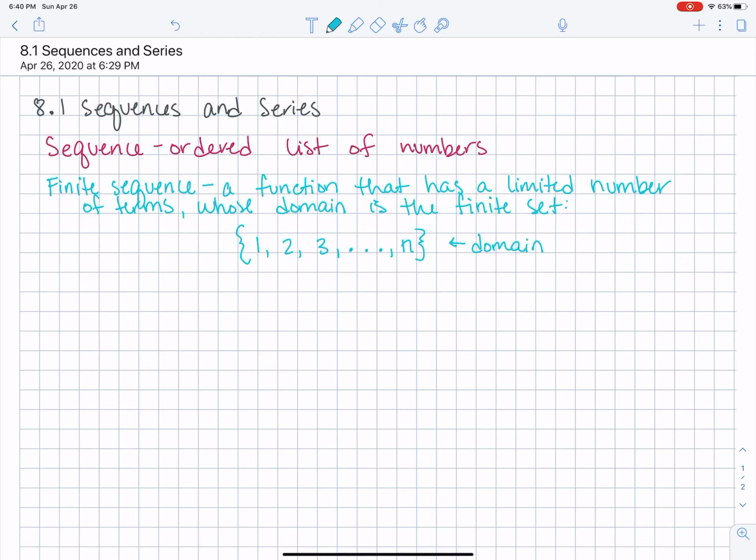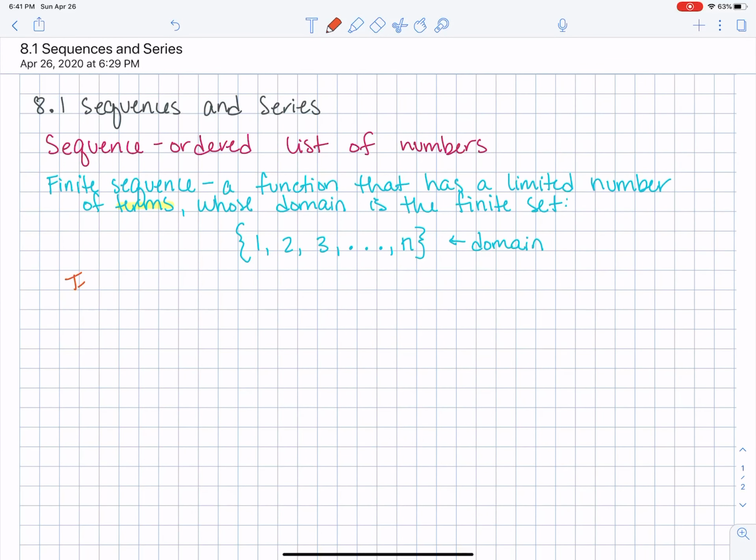But then we talked a little bit about terms. So it says a limited number of terms. And what happens here is that our terms, let's switch to orange, our terms are the outputs or the range. So for us, we would have the output of the first one, and then the output of the second, the output of your third term, or the output of your nth term. All right? So these are all of our vocab that we're going to be using today.